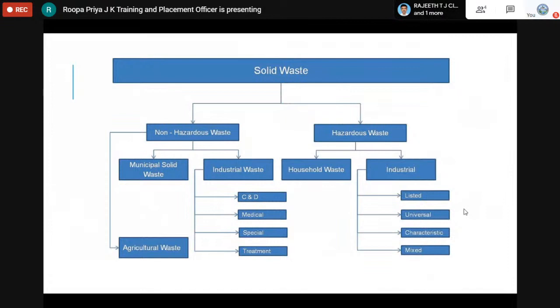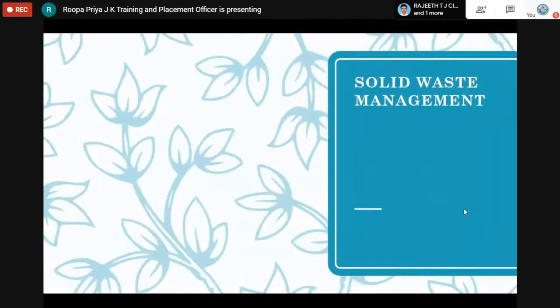Under hazardous waste, we do have household waste. And again, we have different industrial waste, which are listed, universal, characteristic, and mixed type of waste. So these are the different types of solid waste.